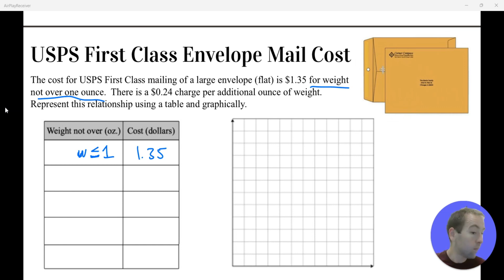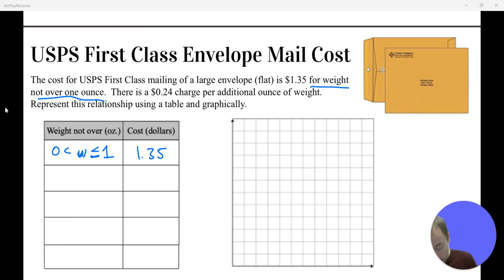Now it's not just any number less than 1, because we don't want negative weights. That's not going to happen. So it really needs to be above 0, not equal to 0, because if your weight equals 0, you're sending nothing, and that wouldn't really make sense. So we should make it a strict inequality right there, where 0 is strictly less than W, making sure that W actually is a little bit of something at least.